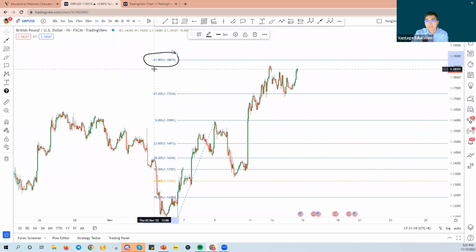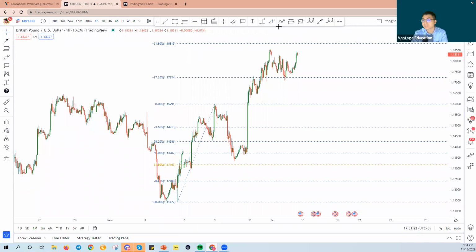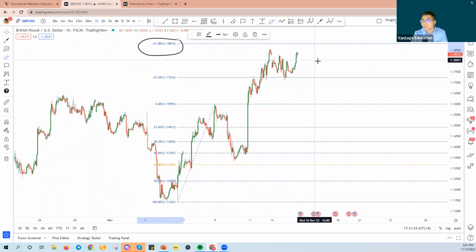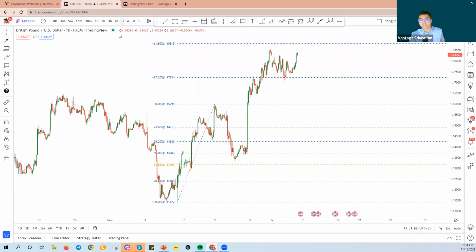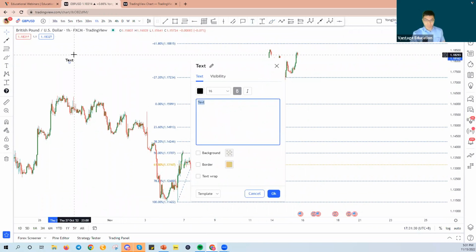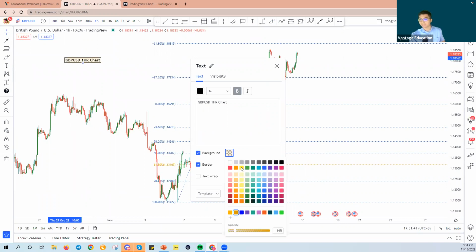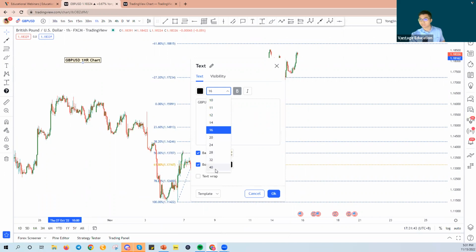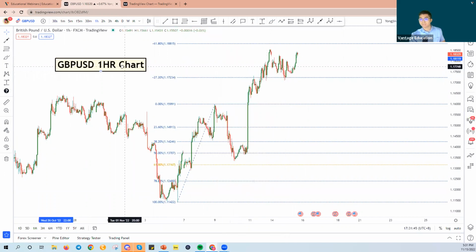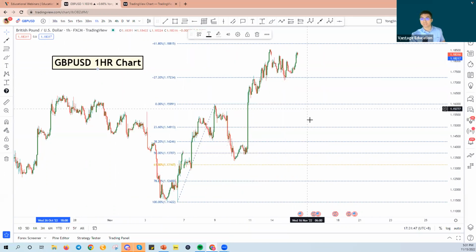So yeah, price looks like on GBP USD, it's aiming for the negative 61.8% Fibonacci line. So yeah, please learn how to draw it together. This is on the 1 hour chart. So I'll type it out. GBP USD 1 hour chart. So the border, I'll turn it black. Background, yellow. So yeah, GBP USD 1 hour chart.